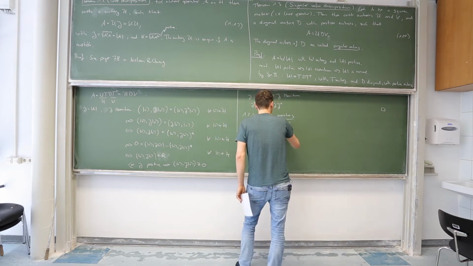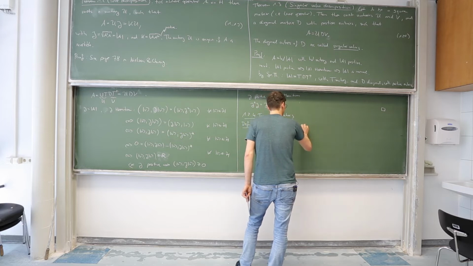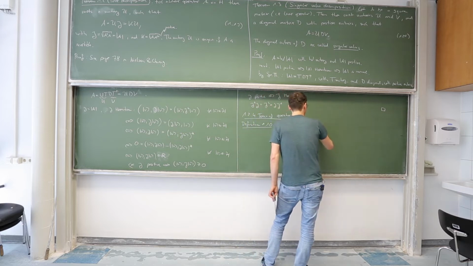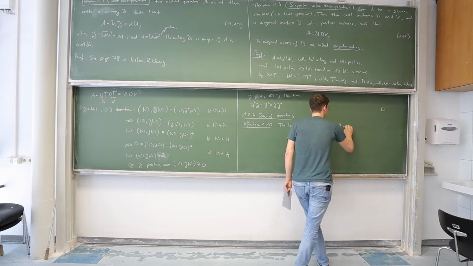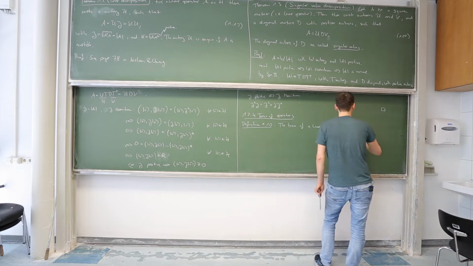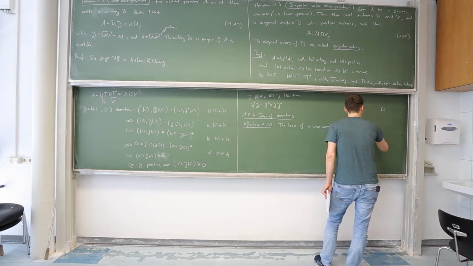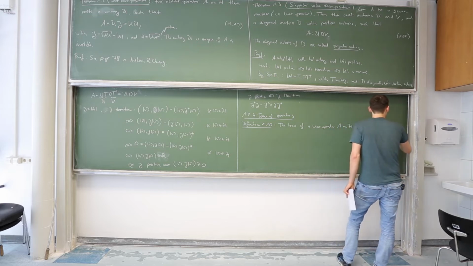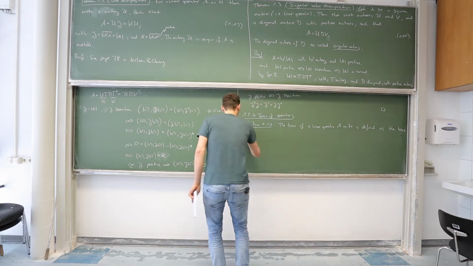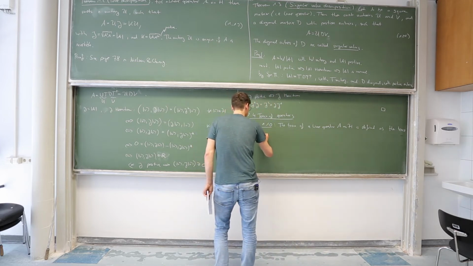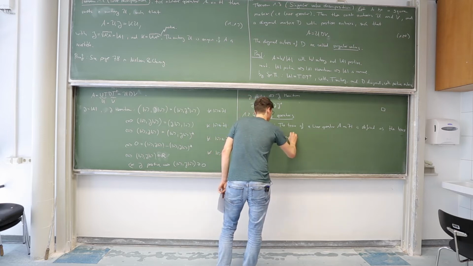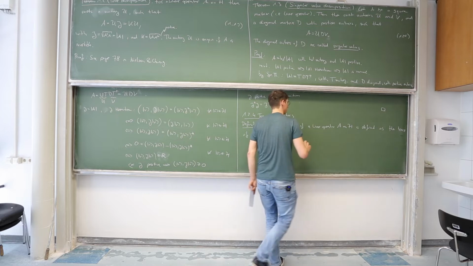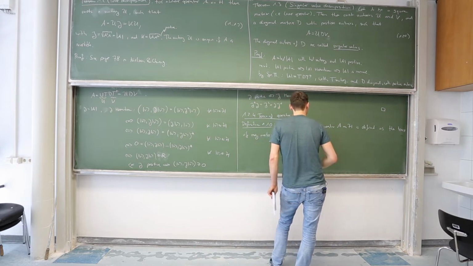Okay, it says that the trace of a linear operator A on the Hilbert space H is defined as the trace of any matrix representation of A.